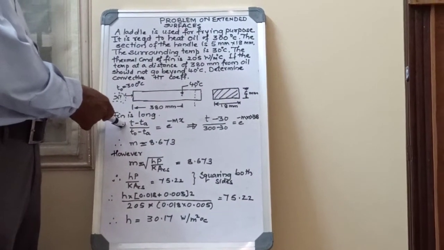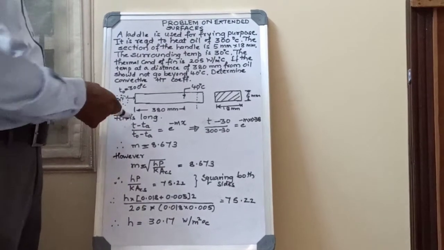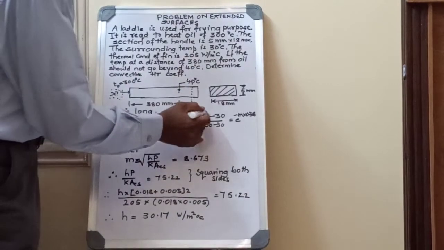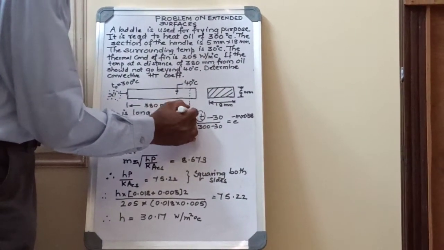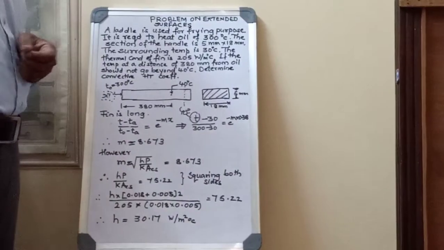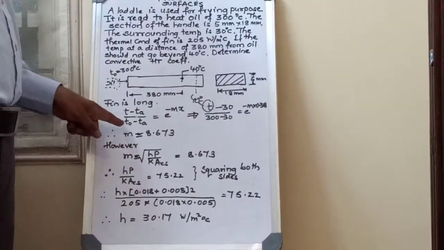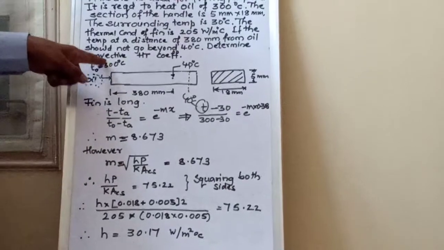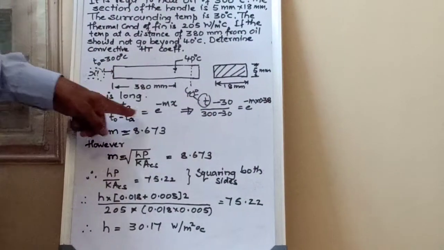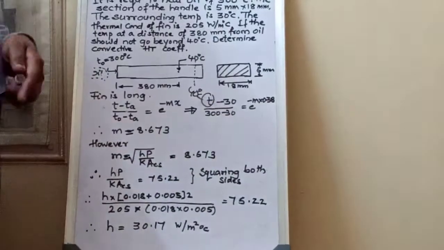The required temperature here is 40 degrees centigrade. Ta means the surrounding temperature, that is 30 degrees centigrade. So what is T0? T0 means the temperature of the oil, that is 300 degrees centigrade. And again, Ta means the surrounding temperature, that is 30 degrees centigrade.